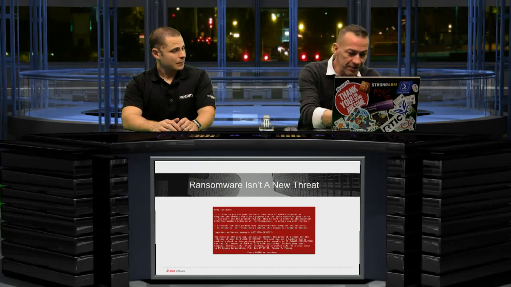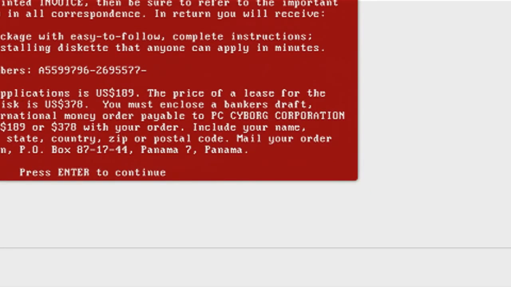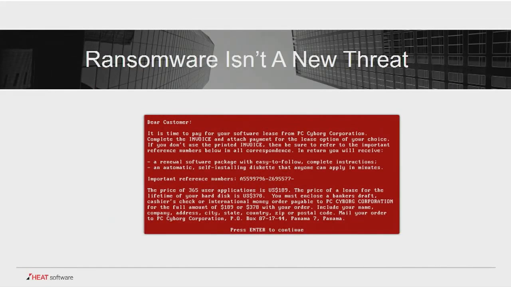Unless, as you can see on my screen, and I'll zoom in here a little bit, you sent the snail mail payment to this Panama address. So, not too far off from what's actually happening today, right? Using social engineering and demanding payment in order to return your system back to its original state.